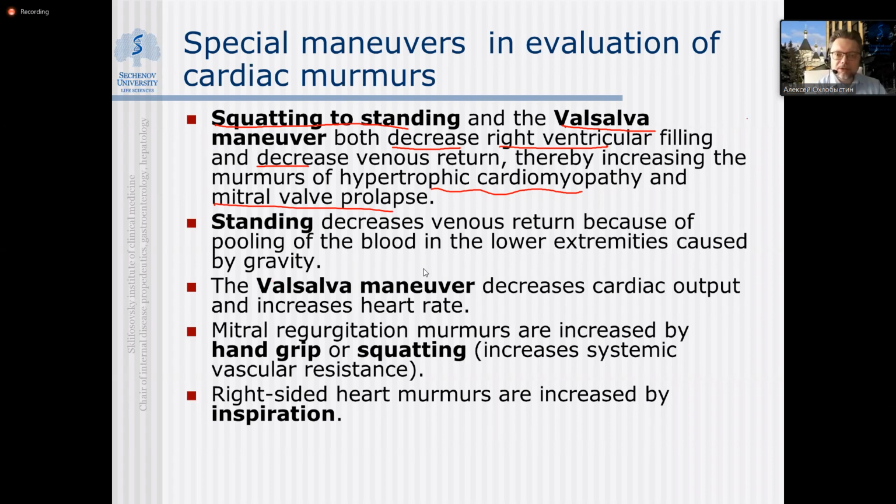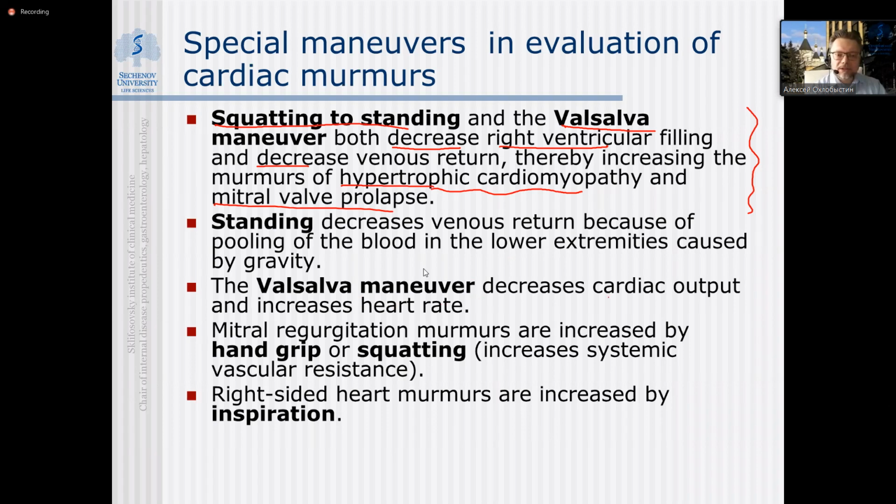So that's important, and please remember that when we talk about those valve heart diseases, or later this semester when we talk about myocardial disease, another quite complicated issue. A patient with hypertrophic cardiomyopathy will have symptoms and signs similar to aortic stenosis to a significant degree. Standing will decrease venous return again, because blood will be pooled in the lower extremities and will decrease return to the right chambers of the heart.